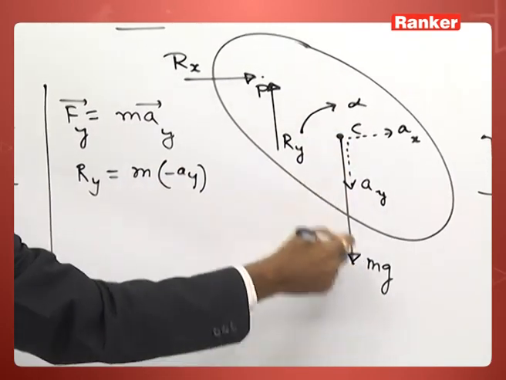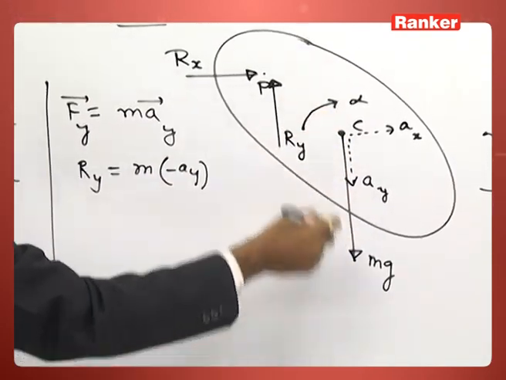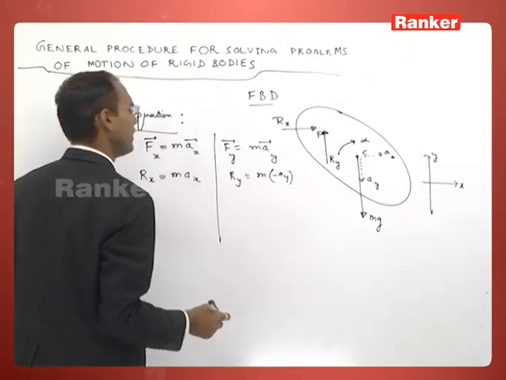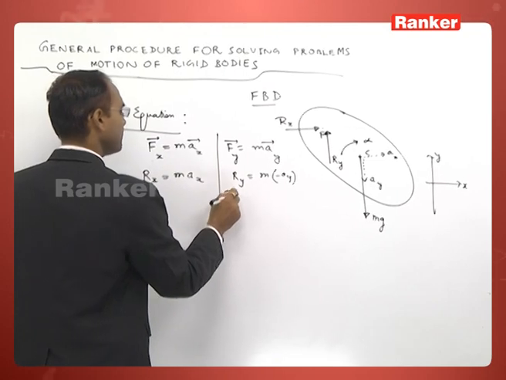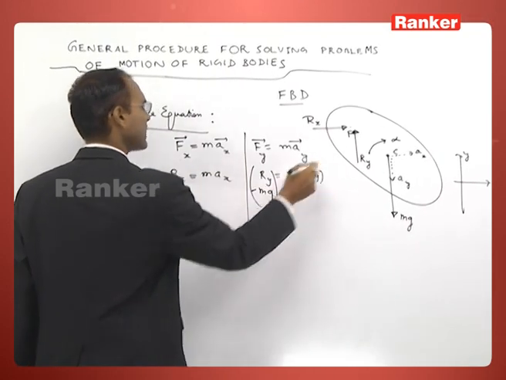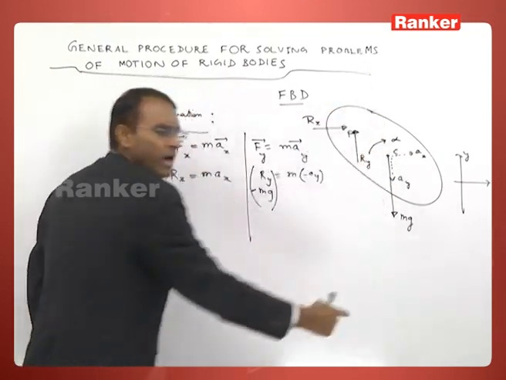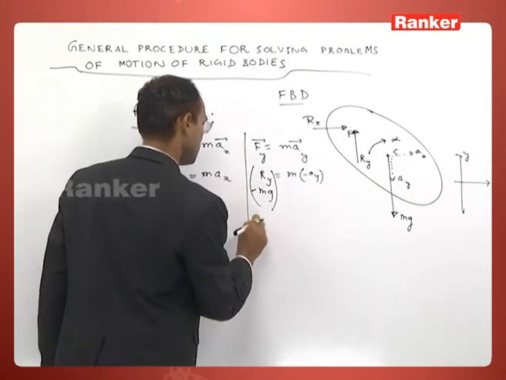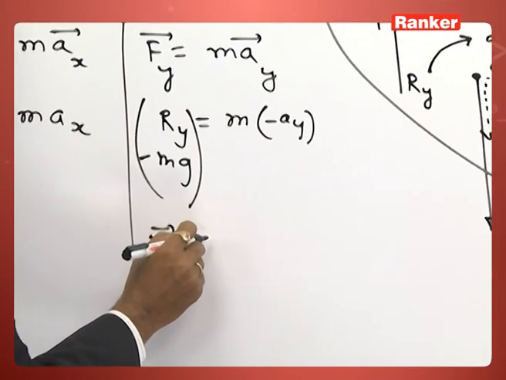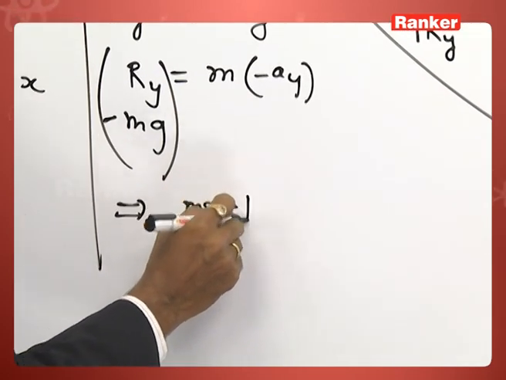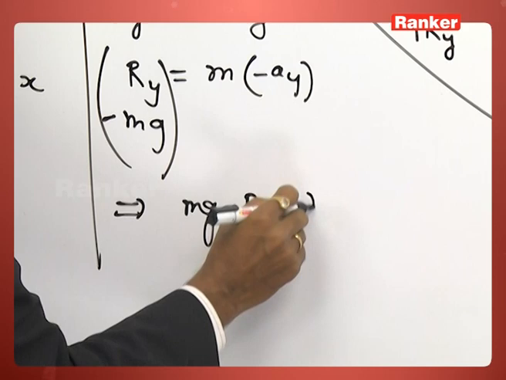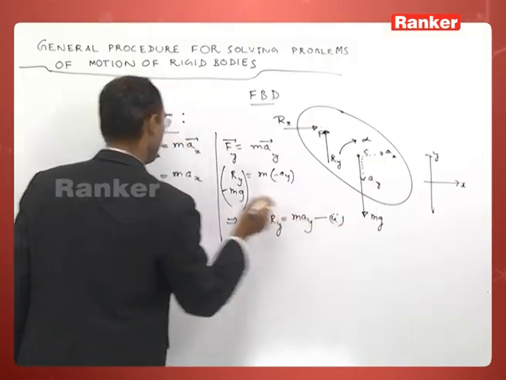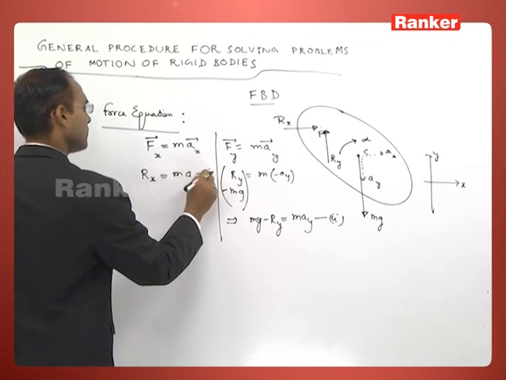I have taken the gravitational force, that is always downward, we need not assume it, so minus mg. This is the net force acting on the object along the y direction. Therefore, Ry minus mg can be written as m into ay. Equation number 2, and we can consider the earlier one as equation number 1.